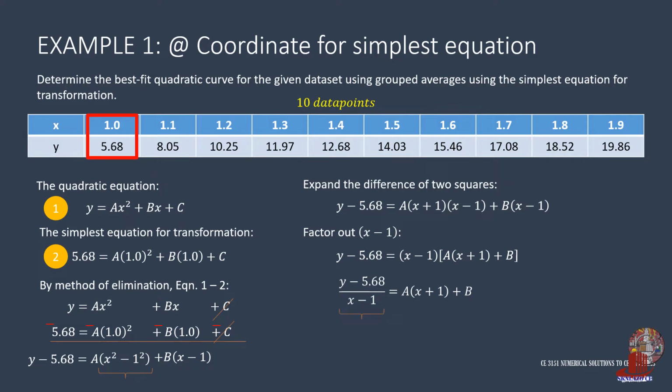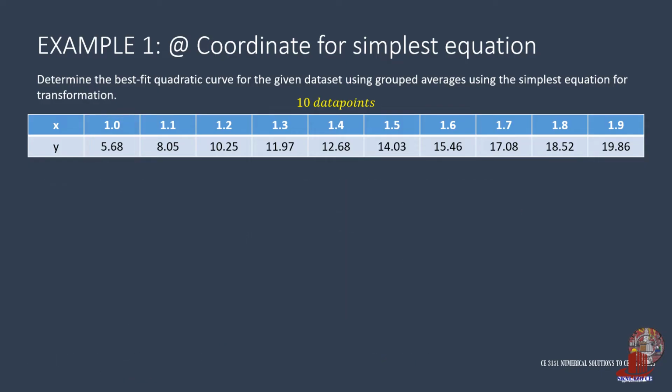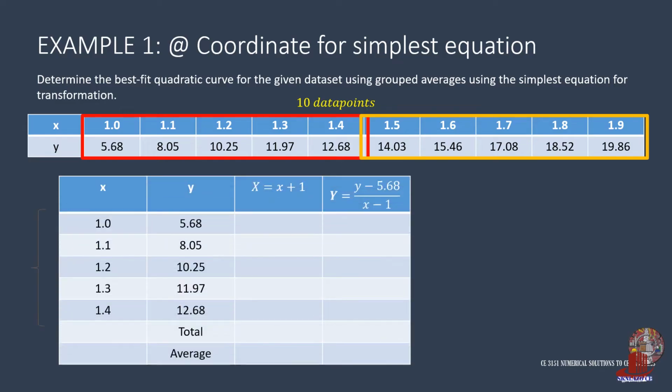The left expression is then considered as capital Y, which is equated to a times capital X plus b, the same linear format we used in determining the best fit line. Now let's deal with the dataset. The same procedure is done as this still works on grouped averages. Divide the dataset into 2, and with 10 data points, we consider 5 data points in each group.